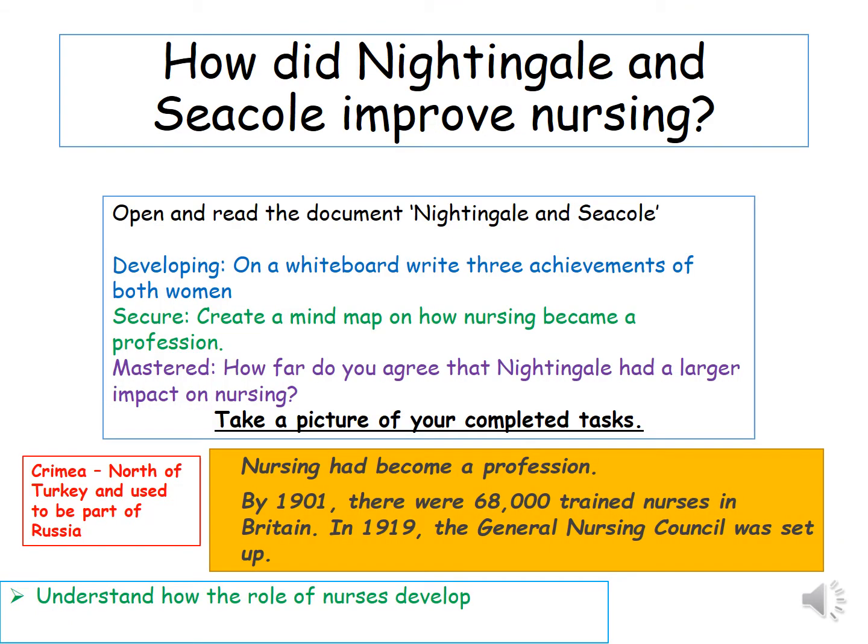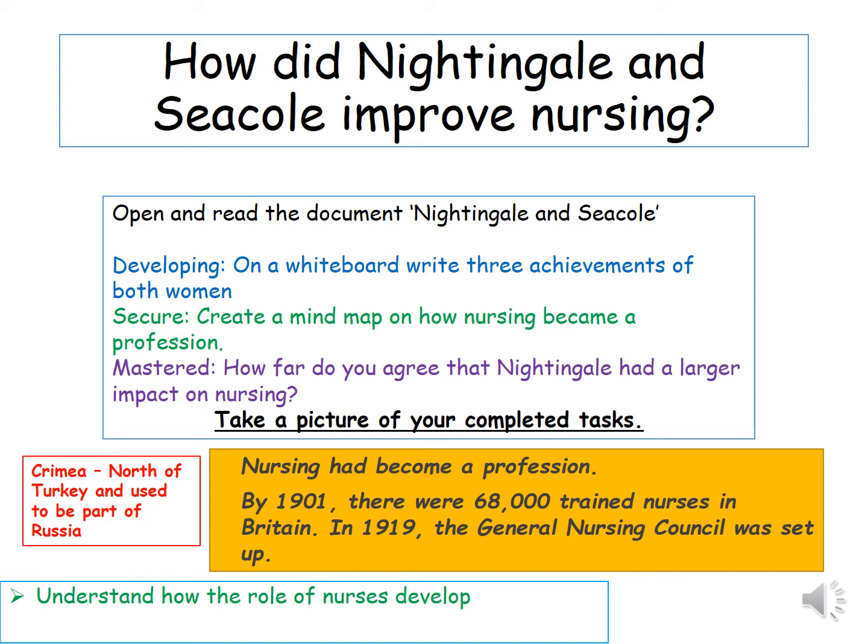The second learning objective is to know how the role of nurses developed. So we're looking at two women in particular, Florence Nightingale and Mary Seacole. So I'd like you to open and read the document entitled Nightingale and Seacole. Once you've read through the information, I'd like you, for developing students aiming for a GCSE grade 4, on a whiteboard, could you write down 3 achievements of both women?